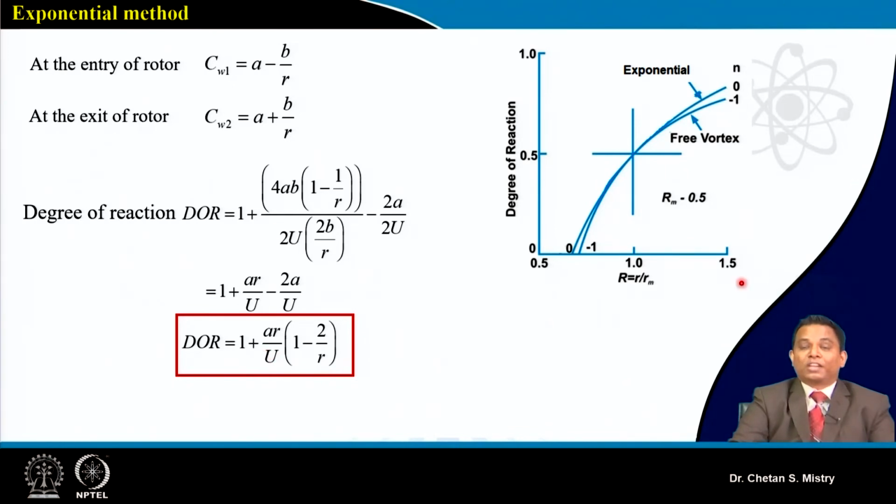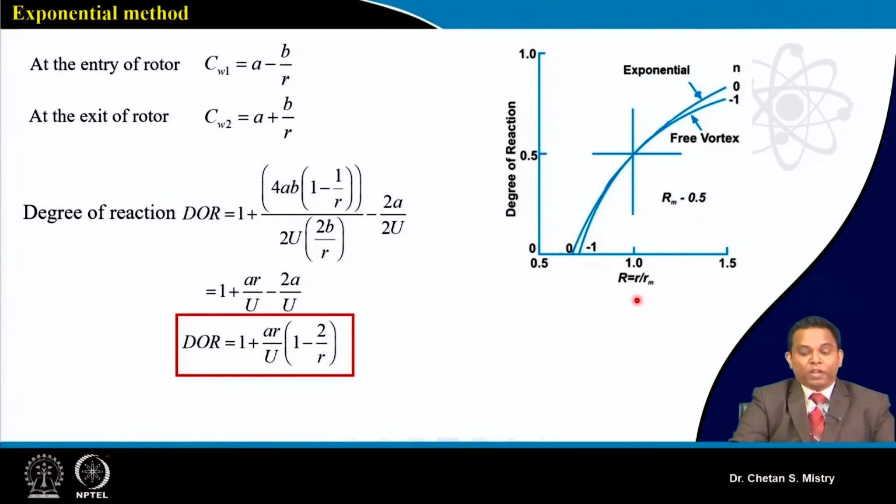So let's look at what is happening, and what all numbers we are discussing. We have discussed two approaches, where we consider n equal to -1, and where we consider n equal to 0. If you look here, this represents what is happening along my span, and this represents the variation of degree of reaction. Somewhere on the downside you will have your hub, and somewhere here you will have your tip. Just do not get confused, this is normalized with respect to my midsection.